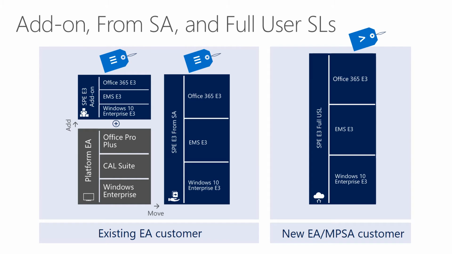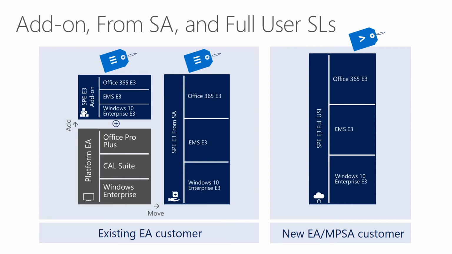Are you ready? Let's start with an EA customer who's licensed for the Enterprise Desktop. So they have Windows, Office and the Enterprise CAL Suite. 25 new users join the company who they want to license for Secure Productive Enterprise. What should they buy? Well, the best recommendation in this case would be full USLs, since they don't have any spare underlying licenses for the new users, so they wouldn't be able to buy the From SA or add-on USLs.